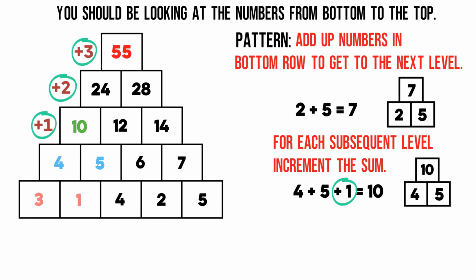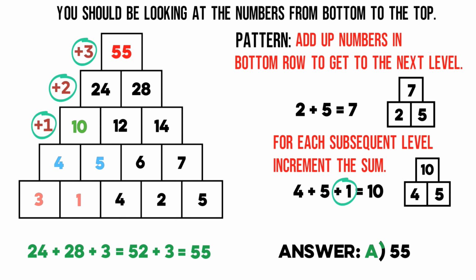So the answer is calculated by adding up 24 plus 28 plus 3, which would be equal to 52 plus 3 and would be equal to 55. The correct answer here is choice A, 55. Hopefully you've nailed this question and now know how to answer similar problems on the test.